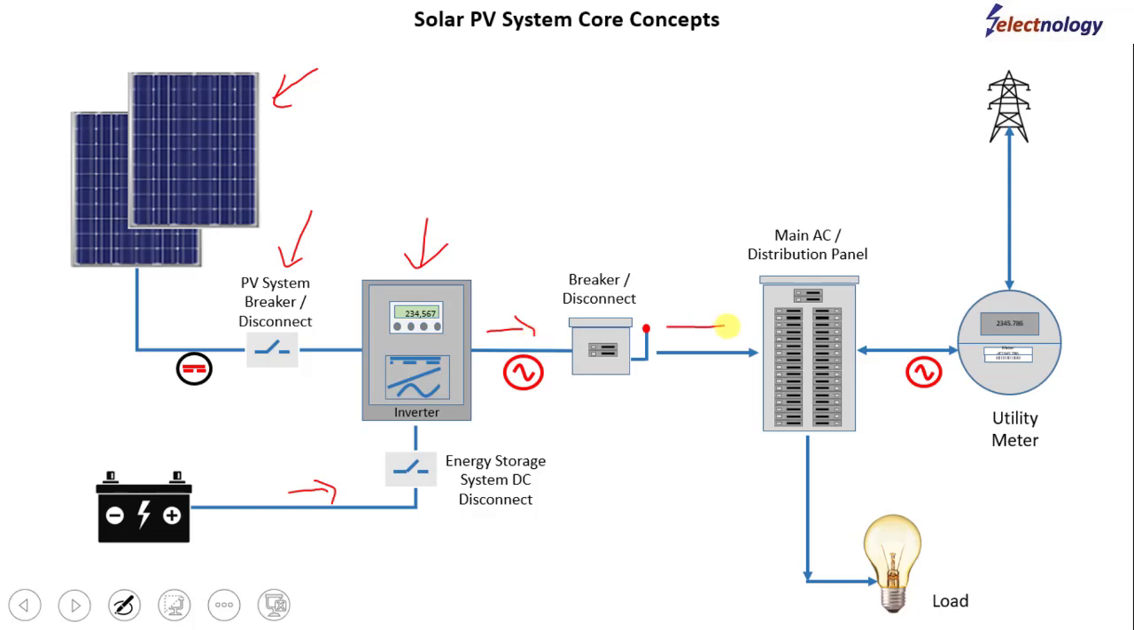This breaker is connected to one of the breakers in your distribution panel, and the distribution panel on one side is connected to the grid and on the other side it is connected to the load. So this is basically a single line diagram of a solar PV system, a basic configuration or basic connection concept of a solar PV system. Let's first see how the solar panel works or produces energy.